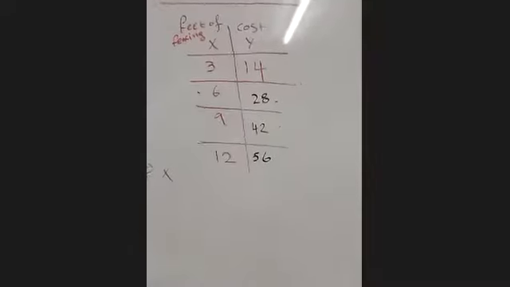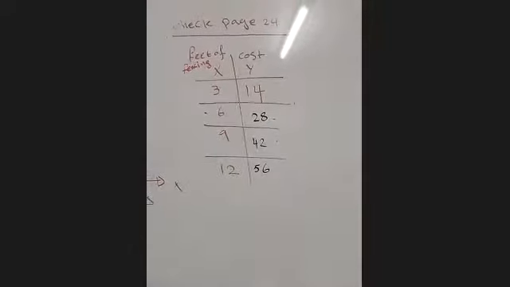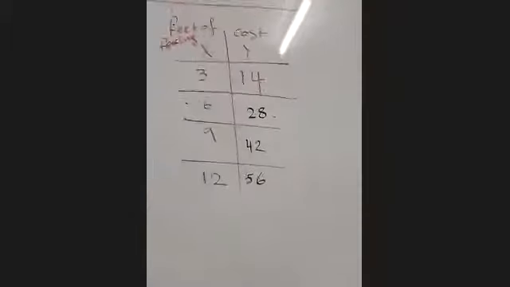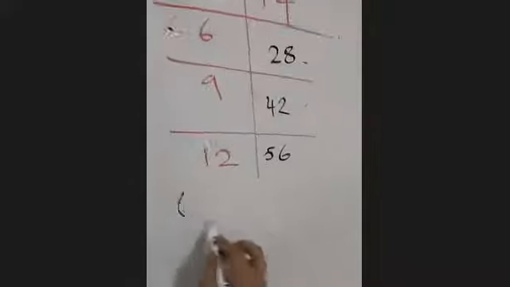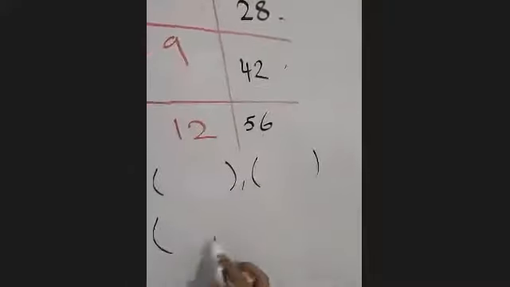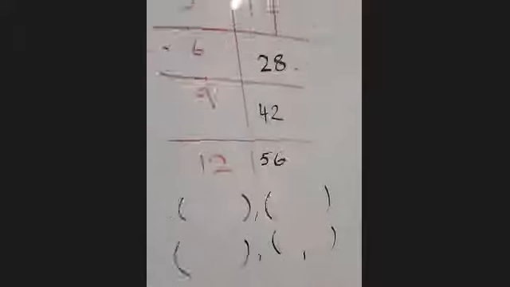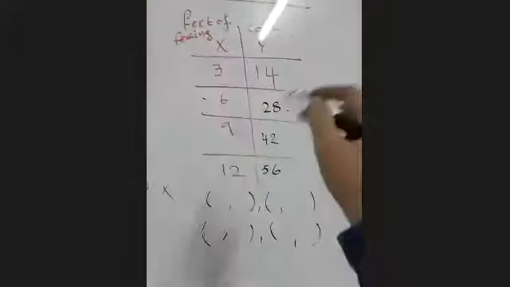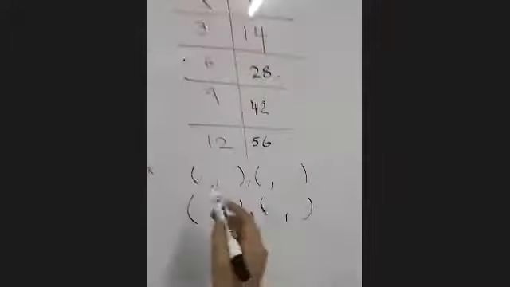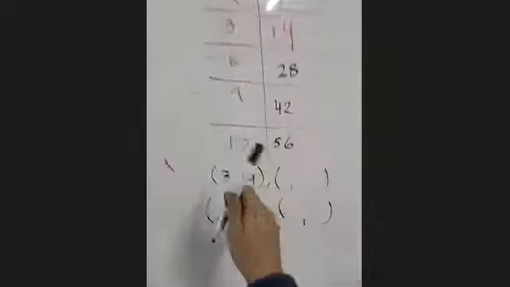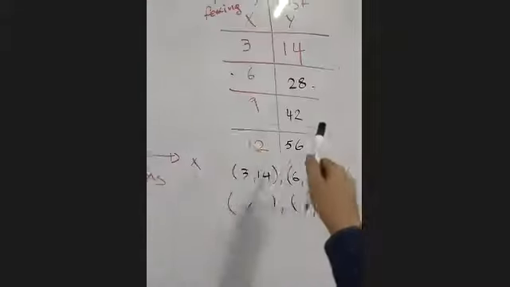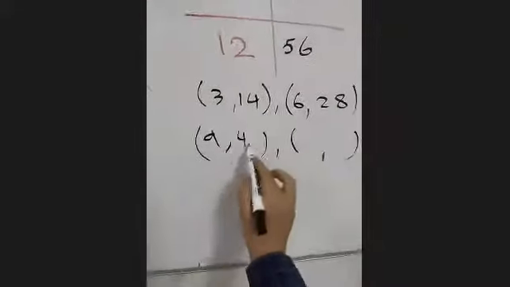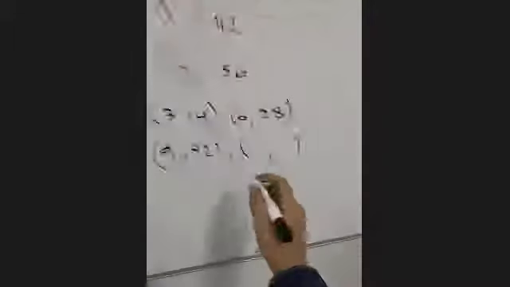Good, thank you. Now guys, let's plot this table on the graph beside the question. Before that, we need to write the ordered pairs of this table. We have 4 ordered pairs, which we bring from the table: 3 and 14, 6 and 28, 9 and 42, and 12 and 56.